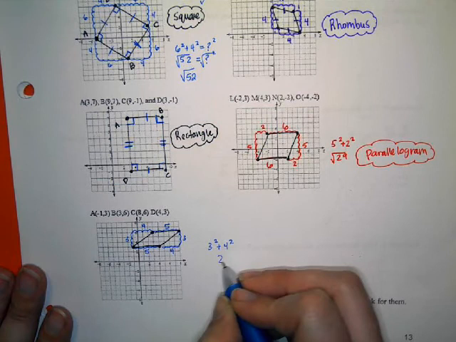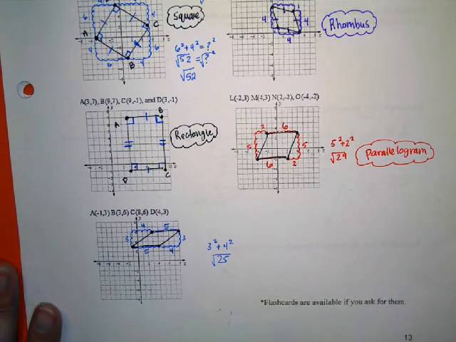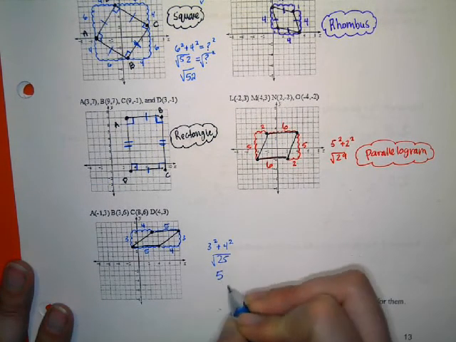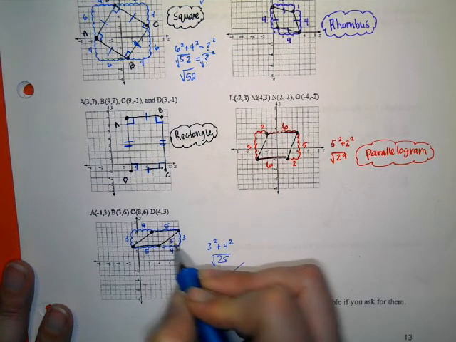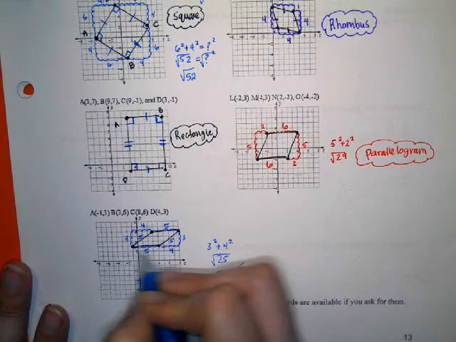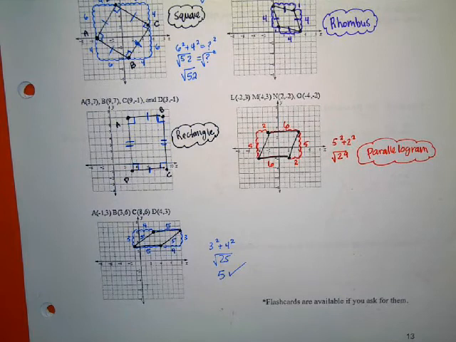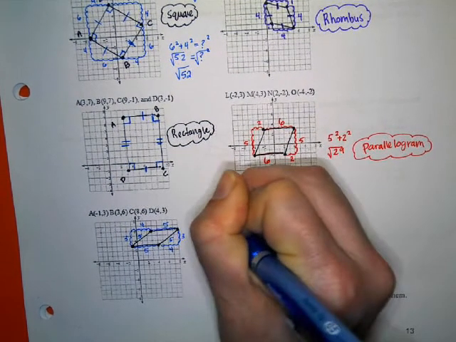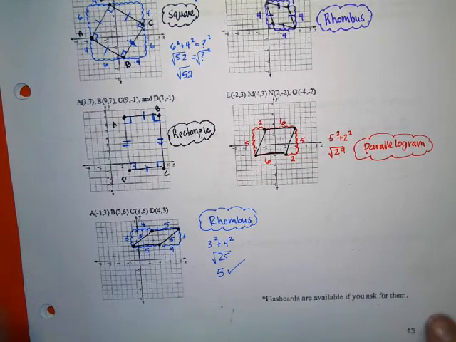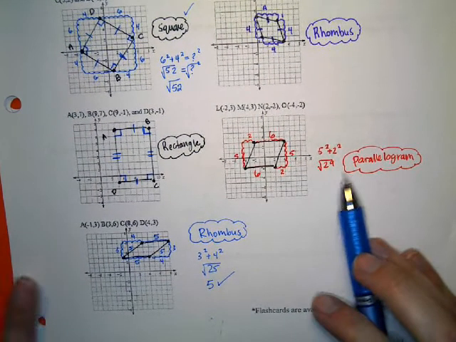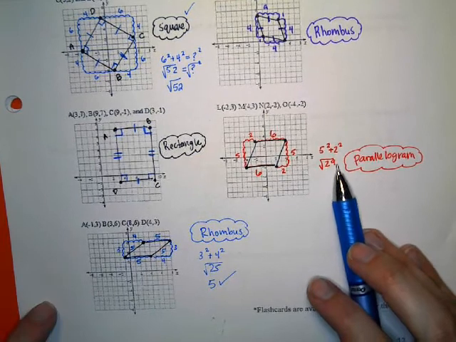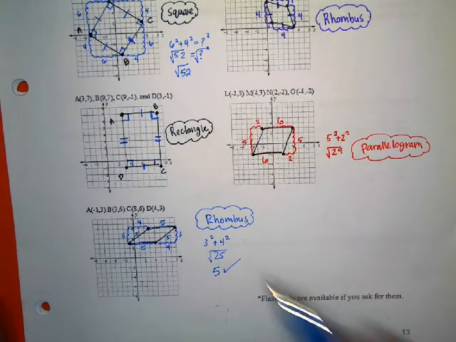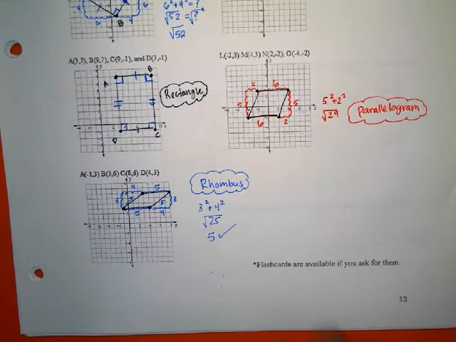4. I'm going to check what 3 squared plus 4 squared is. That's 25. What's the square root of 25? 5. This one actually matches. What happens when they're all 5s around it? Rhombus. So the difference from a parallelogram is the sides do not match. Rhombus, all sides match.